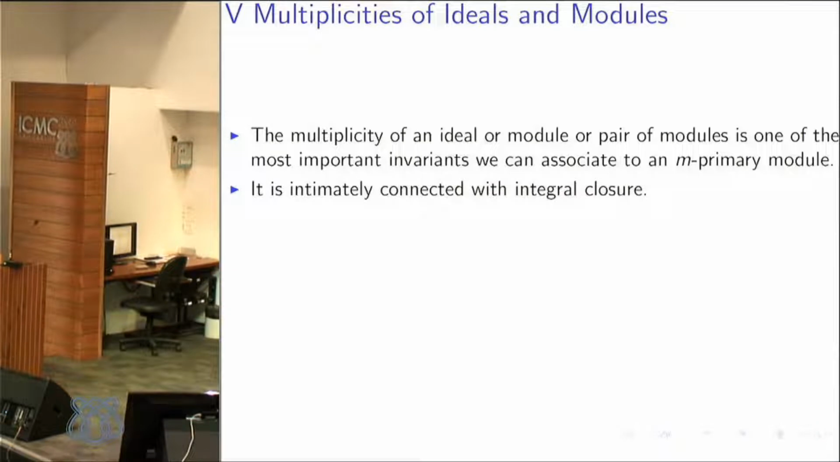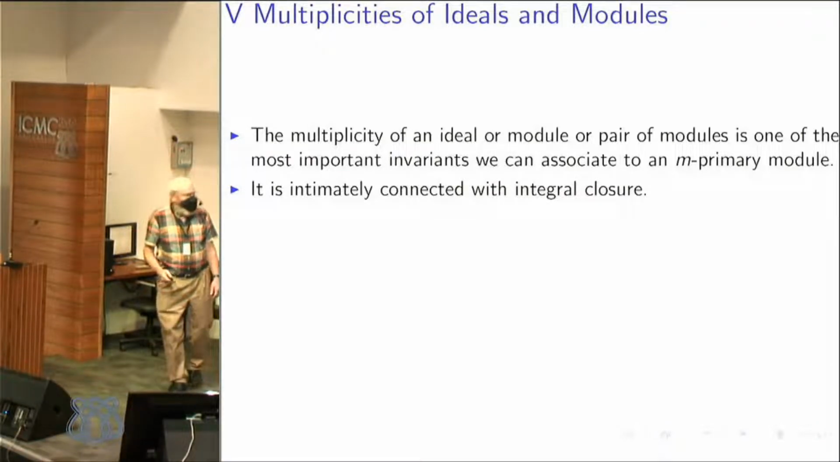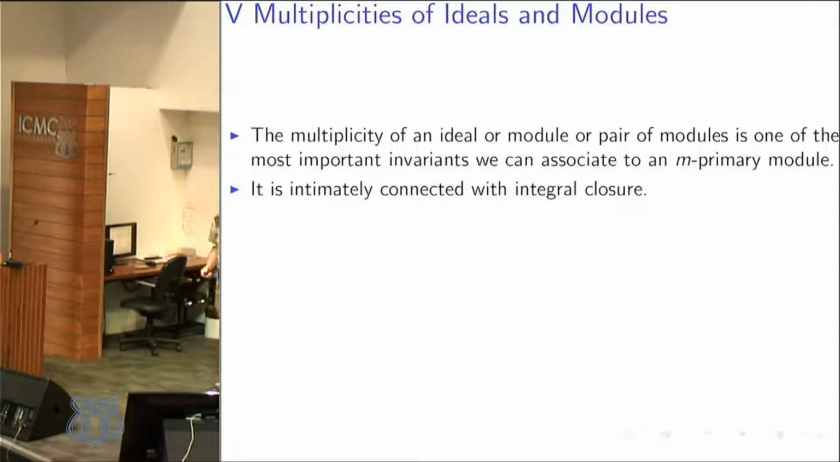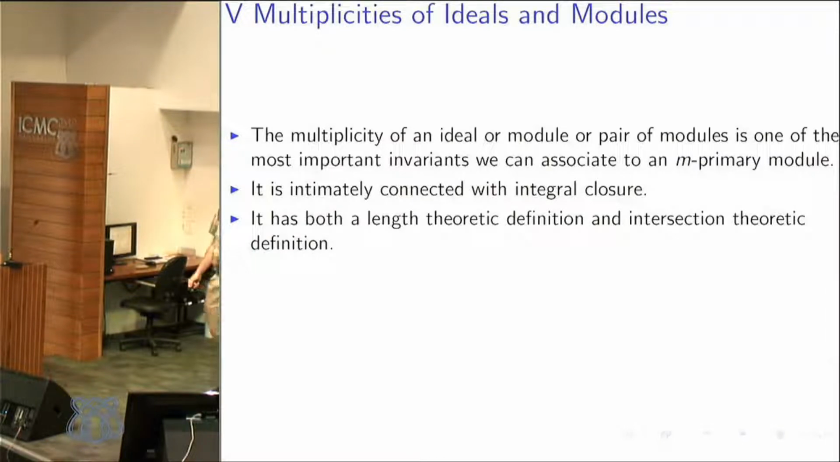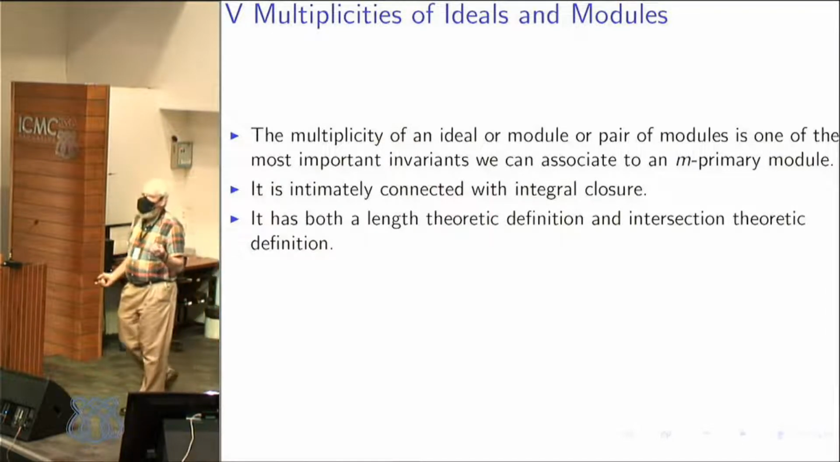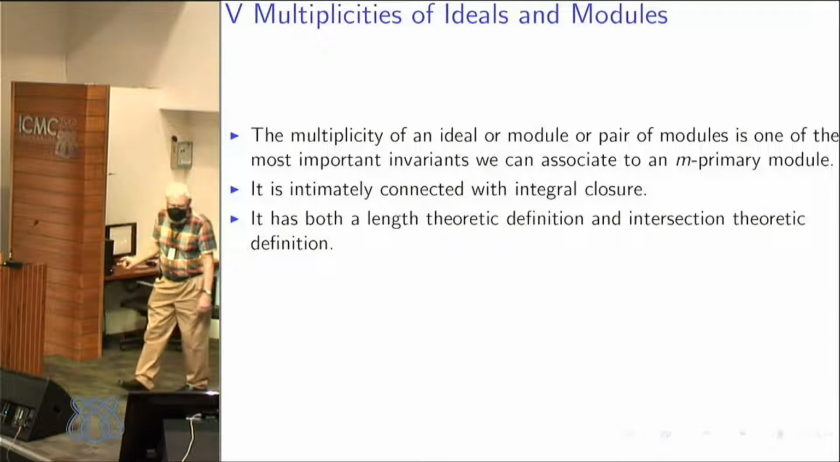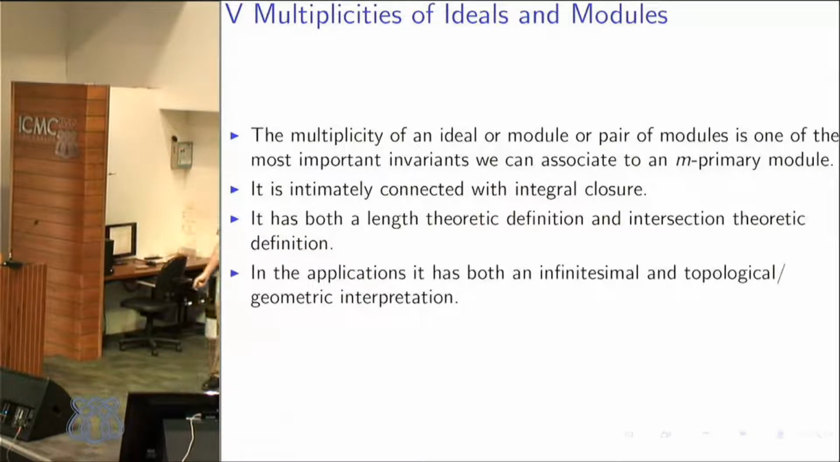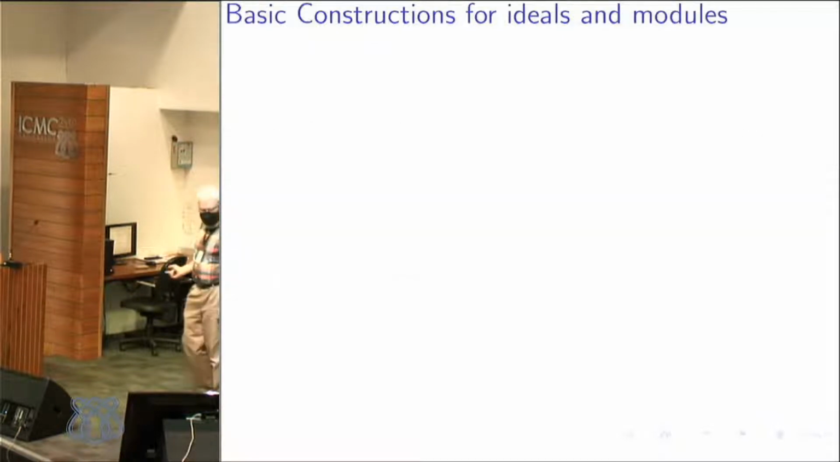The multiplicity of an ideal or a module, which is M primary, is one of the most important invariants we have, and it's intimately connected with integral closures, we'll see. The multiplicity of an ideal and a module has both a length theoretic definition and an intersection theoretic definition. And in the applications, it has both a topological geometric interpretation and an algebraic infinitesimal interpretation.